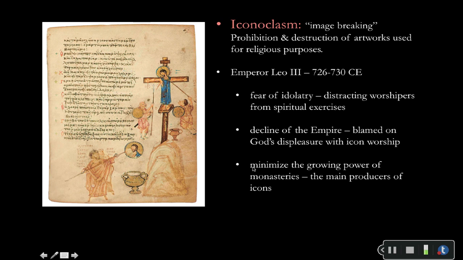The third reason, and this is more political, was because the power of the monasteries was becoming too grand. Monasteries were becoming very powerful. People within the church were becoming even more powerful than emperors. And of course the emperors did not like this, and so this was one way for them to take some power away from the monasteries and away from churches by trying to outlaw the use of icons and other images.